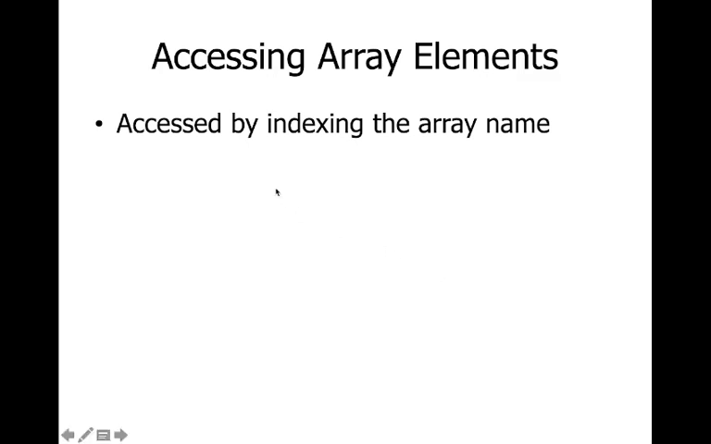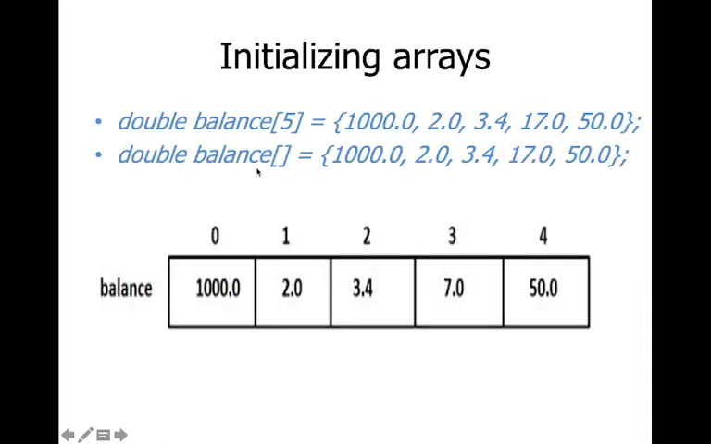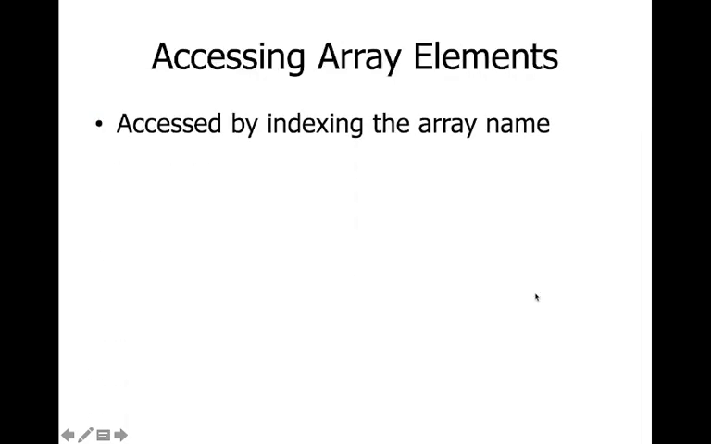How to access one of the elements? Accessing is done by indexing the array name. If we want to take the last element, it is balance of 4. If it is a 5 element array, then the last element will be balance of 4. You have to remember that the first element starts at index 0: balance of 0, 1, 2, 3, like that. The last element will be n minus 1. So balance of 4 here is 50, so 50.0 will be assigned to this variable. We can access any element using this indexing mechanism.